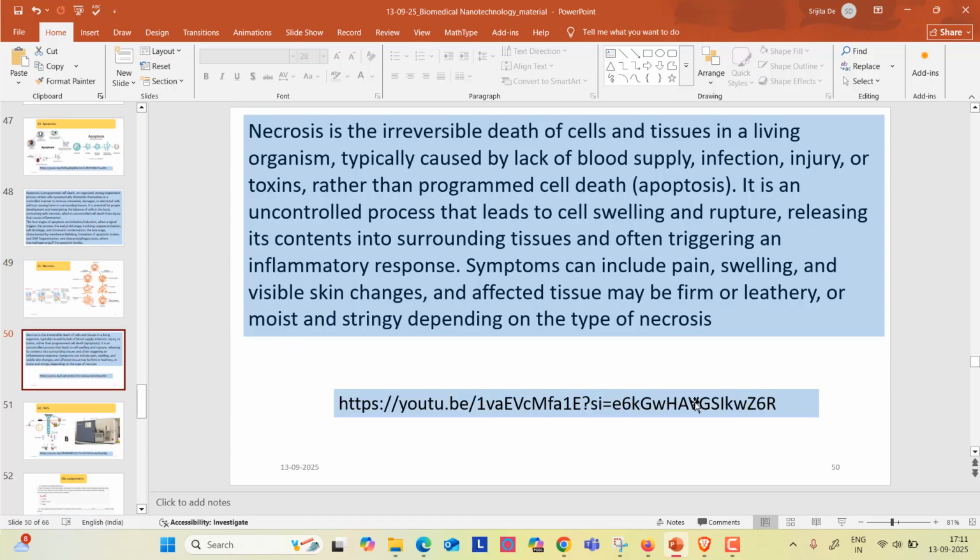You can go through the video here. So I am just reading it. Necrosis is an irreversible death. So after apoptosis, you can recover the cell, right? Because you are engulfing this.